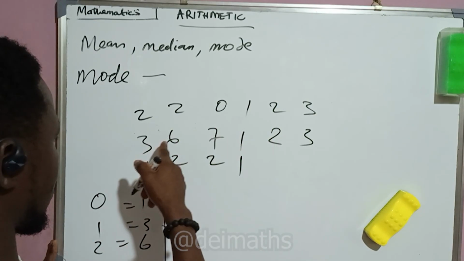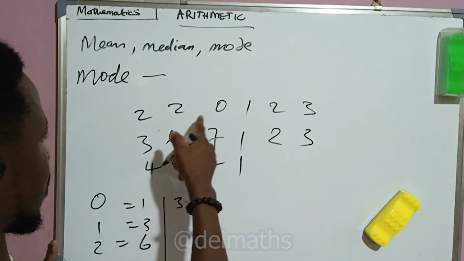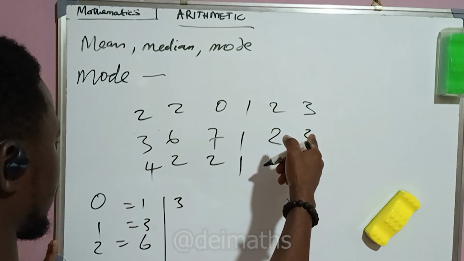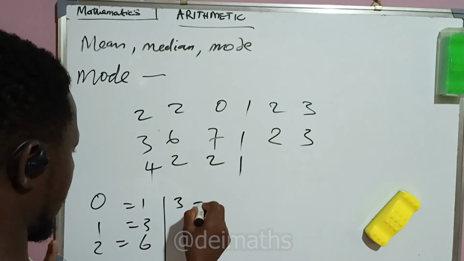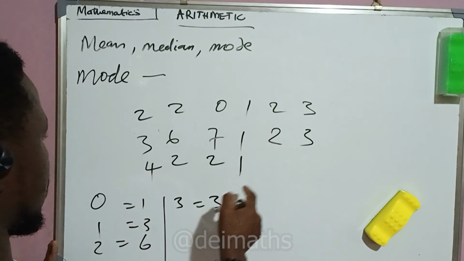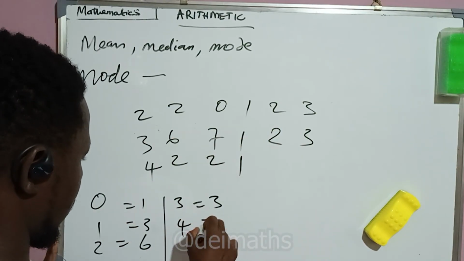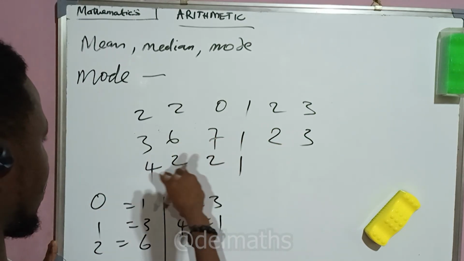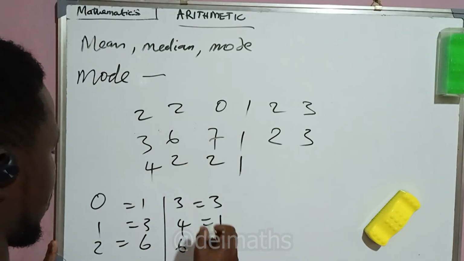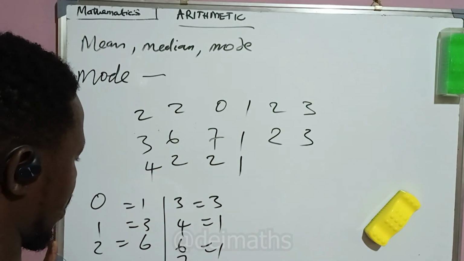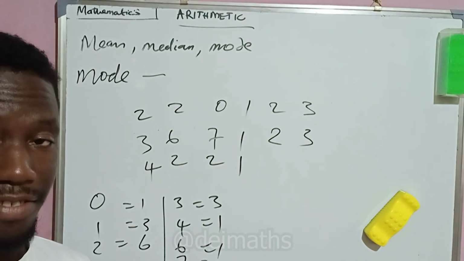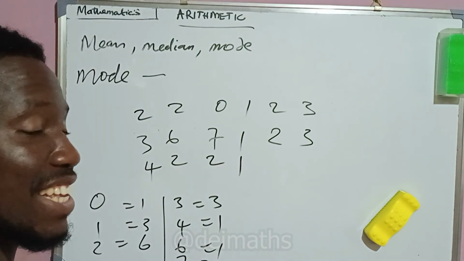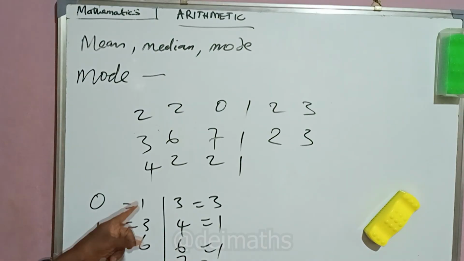What another number? 3. 3 is how many? 3 is 3 numbers. 4 is how many? 4 is just 1. We have 6. 6 is how many? 6 is 1. 7 is how many? 7 is 1. What's the answer? The highest in occurrence. Considering this, we have 2 occurring up to 6 times.